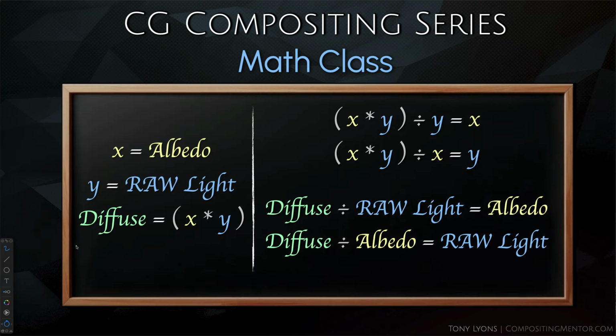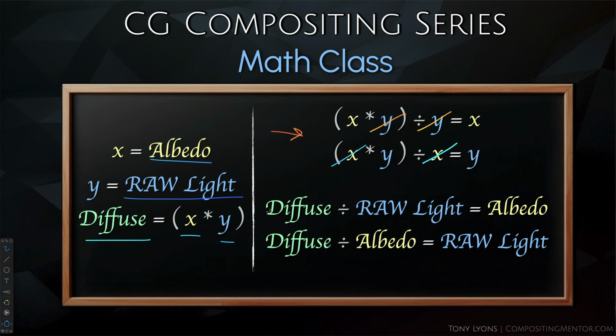So let's go back to our little equation here where diffuse equals x times y, x standing for albedo and y standing for raw lighting. So here is again the equation that we just covered. X times y divided by y, the y's cancel out and you get x. X times y divided by x, the x's cancel out in this case and you're left with y. So you're just going to divide by the one that you don't want and you'll end up with the pass that you do want.